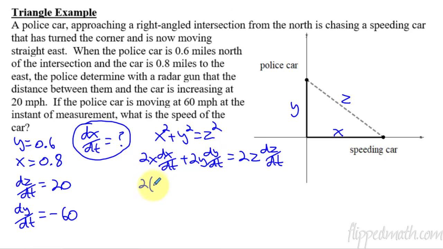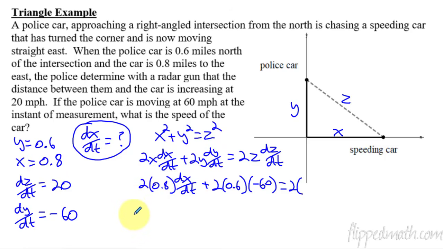Okay, let's plug stuff in that we know. 2 times x is 0.8. dx/dt is what we don't know. That's my question. Okay, perfect. So I'm just going to write out dx/dt. That's what I'm going to solve for. Plus 2 times, what's my y? My y is 0.6 miles, so 0.6. And then dy/dt was negative 60, negative 60. And then that equals 2 times, and now my z is, oh, I don't know what z is.